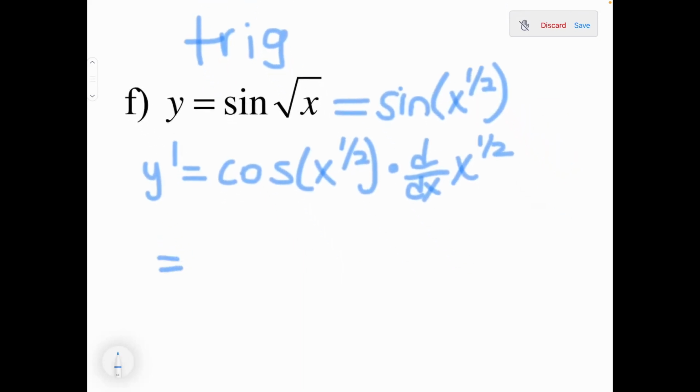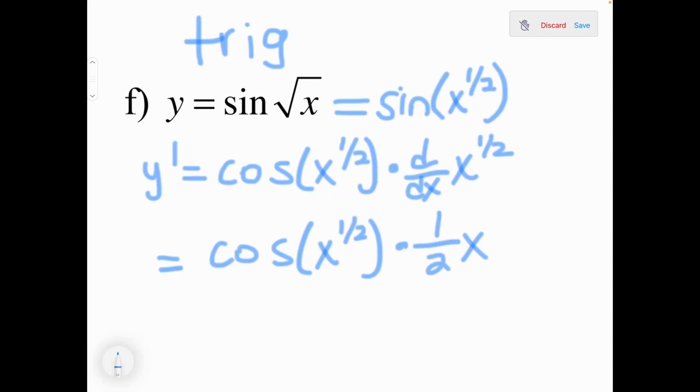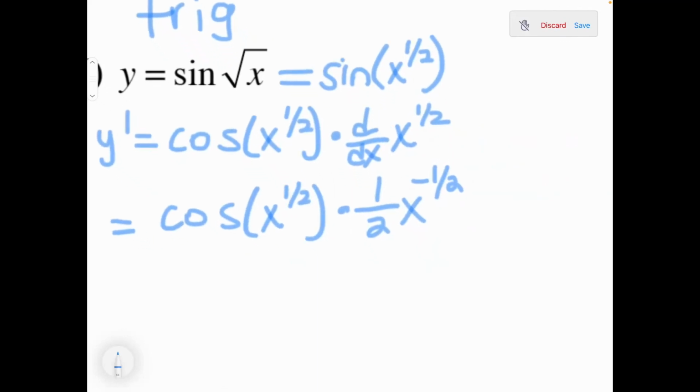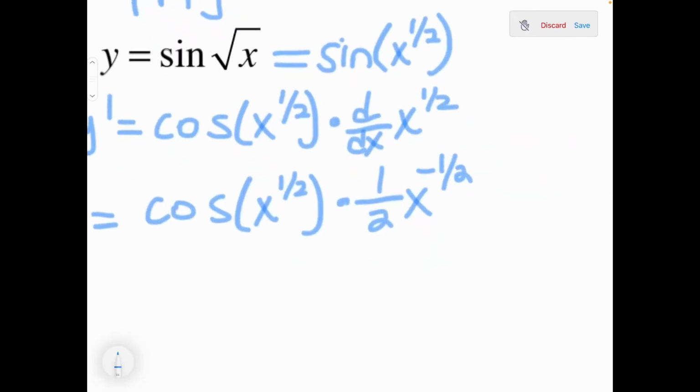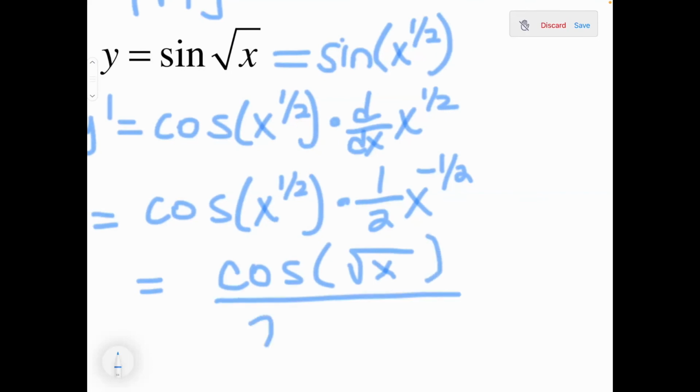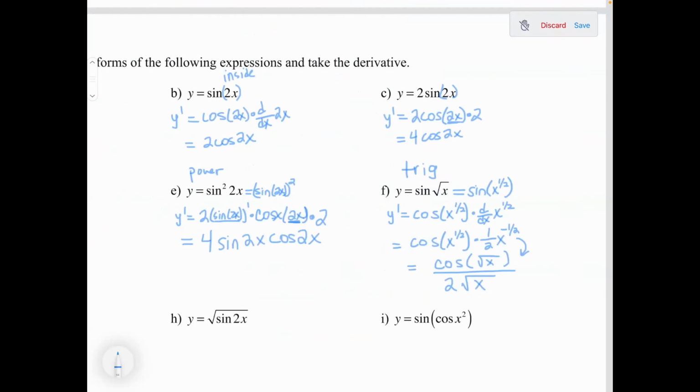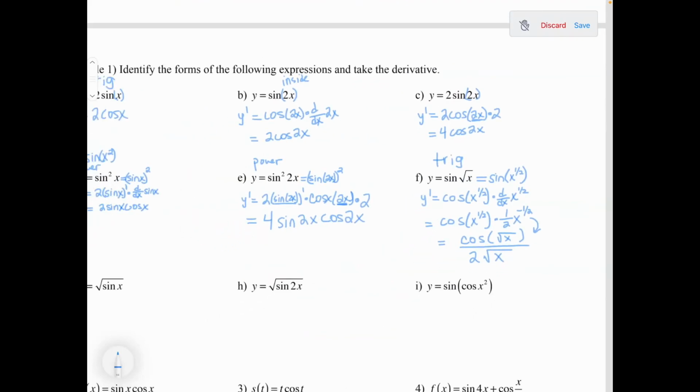Derivative of x to the 1/2 would be 1/2 x to the, we're going to subtract 1 from the exponent. That would be -1/2. And then we can clean that up a little. We can move the x to the -1/2 to the denominator, making it +1/2, which would also be square root of x. So we've taken the derivative of that function.